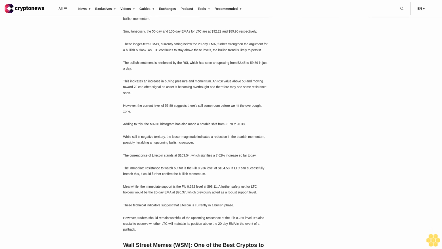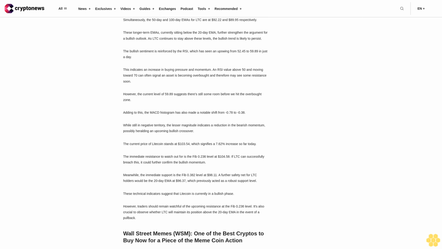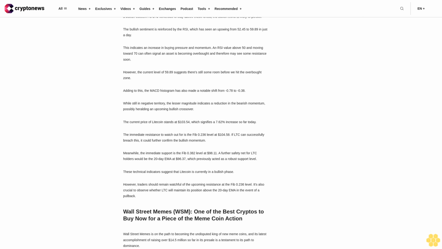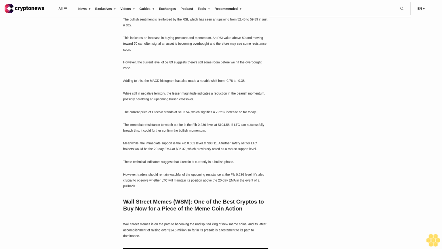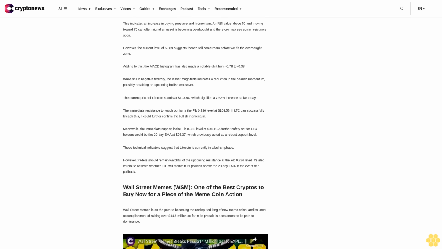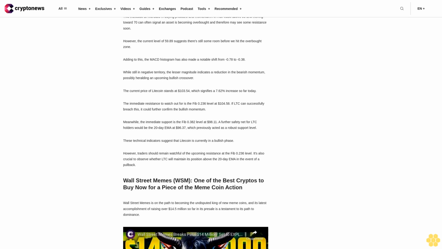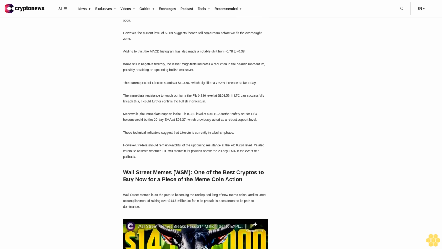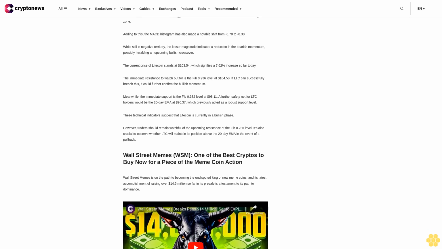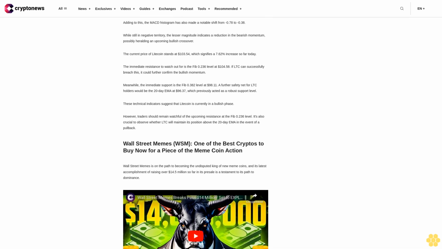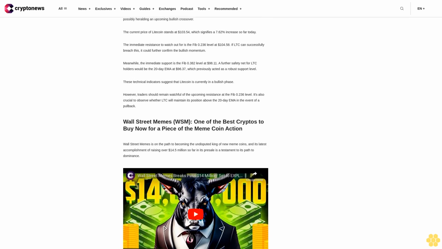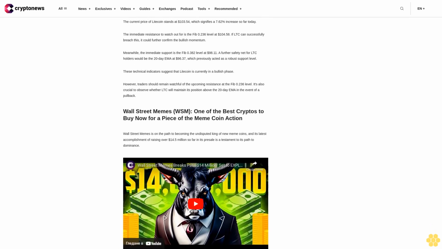The immediate resistance to watch out for is the FIB 0.236 level at $104.58. If LTC can successfully breach this, it could further confirm the bullish momentum. Meanwhile, the immediate support is the FIB 0.382 level at $98.11. A further safety net for LTC holders would be the 20-day EMA at $96.37, which previously acted as a robust support level. These technical indicators suggest that Litecoin is currently in a bullish phase. However, traders should remain watchful of the upcoming resistance at the FIB 0.236 level. It's also crucial to observe whether LTC will maintain its position above the 20-day EMA in the event of a pullback.